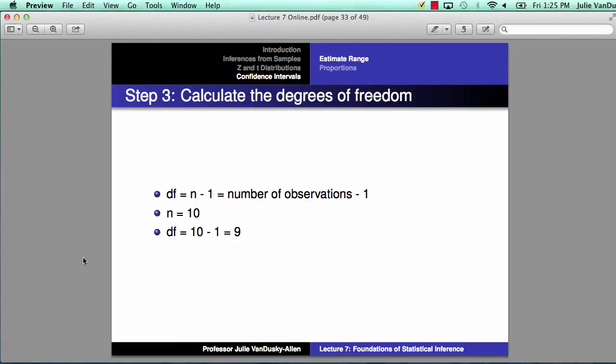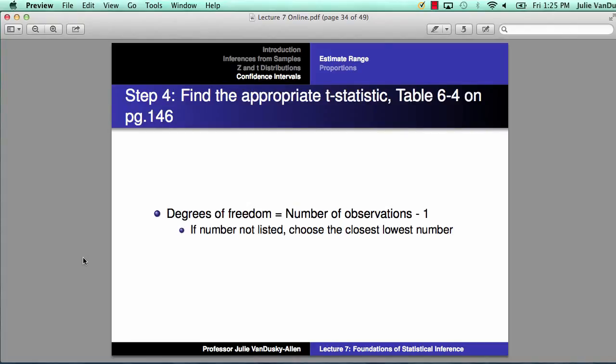Next, we have to calculate something called the degrees of freedom. The degrees of freedom is the number of observations in our data set minus 1. So we had 10 observations. 10 minus 1 is 9. We use our degrees of freedom to find the value from the t-table that we use to calculate the confidence interval. You can find the t-table on page 146 in your textbook.